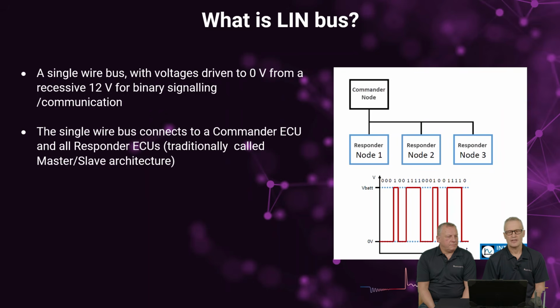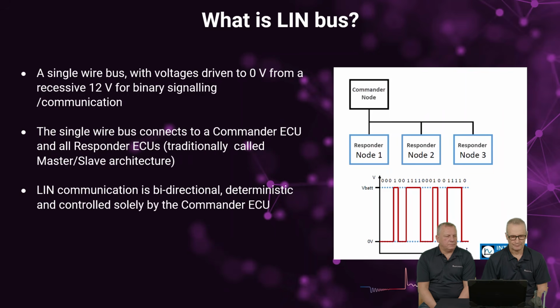A single wire bus connects to a commander ECU and all responder ECUs. So that single wire, if you look at the diagram on the right hand side, you see that single wire just passes across from the commander to the responders. Traditionally known as master-slave. That is how it's written in the specification. Obviously we use these new terms now.